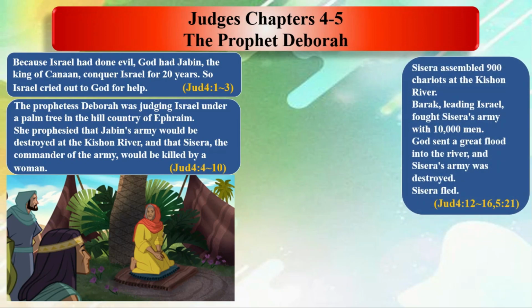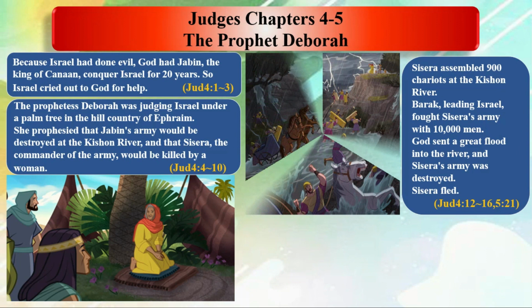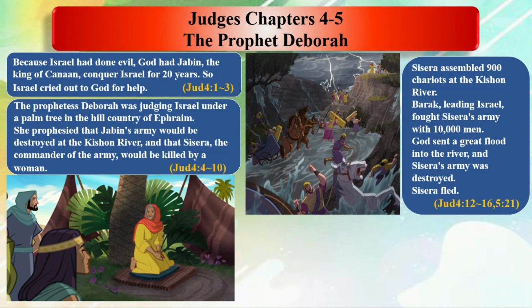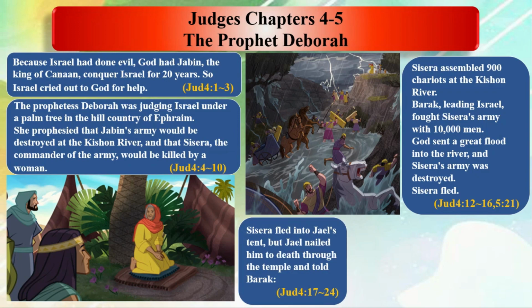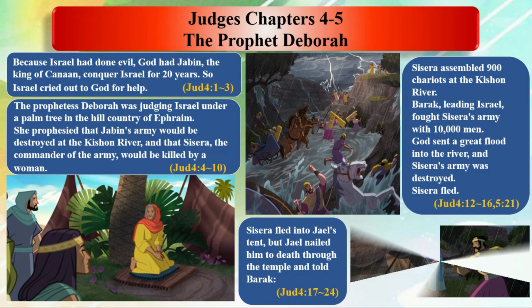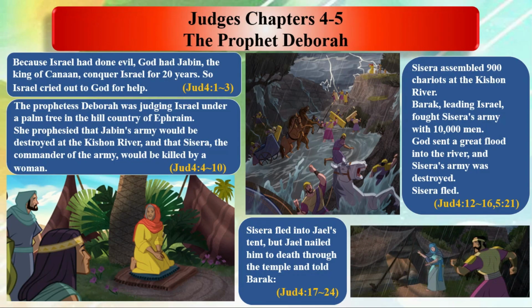Sisera assembled 900 chariots at the Kishon River. Barak, leading Israel, fought Sisera's army with 10,000 men. God sent a great flood into the river, and Sisera's army was destroyed. Sisera fled. Sisera fled into Jael's tent, but Jael nailed him to death through the temple and told Barak. In this way, Israel was protected by the prophetess Deborah.